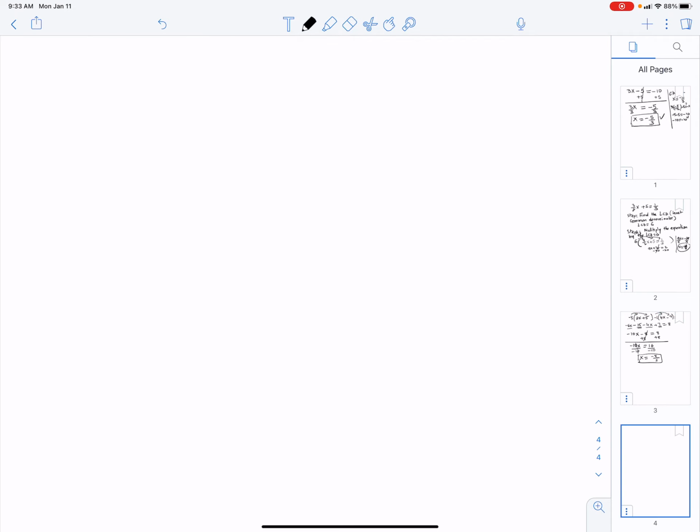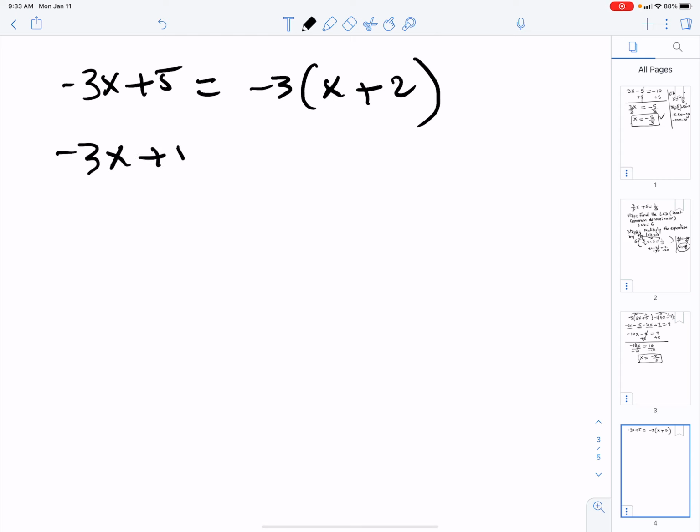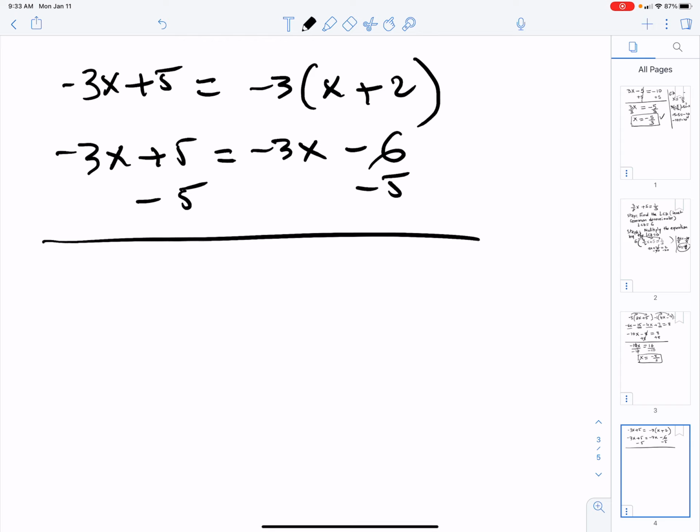Let's say we have negative 3x plus 5 equals negative 3 times x plus 2. We want to solve this. So again, we need to distribute the negative 3. So this side is fine. We don't need to distribute anything. So we have negative 3 times x, which is negative 3x, and then negative 3 times 2, which is minus 6. And then we can just subtract 5 from both sides. So we get this to cancel. We have negative 3x equals negative 3x minus 11.